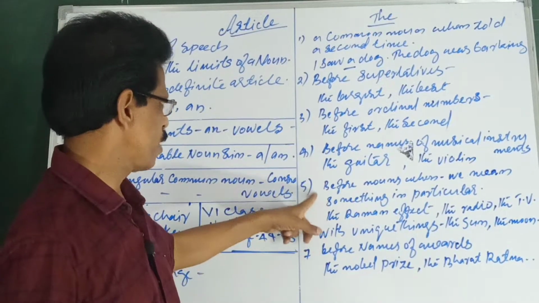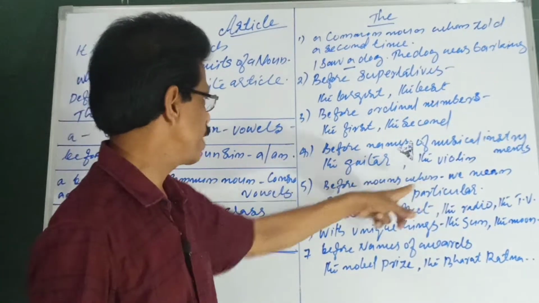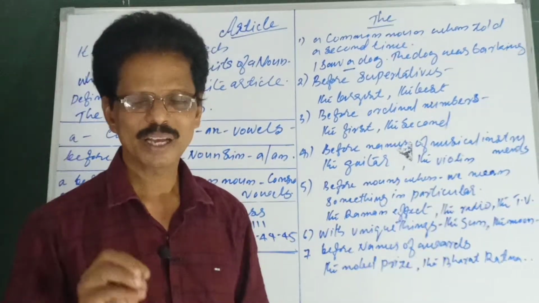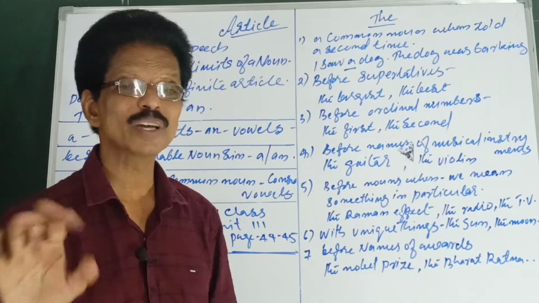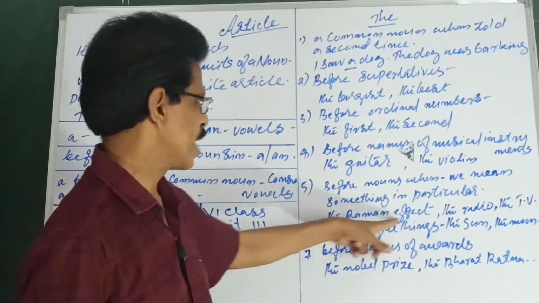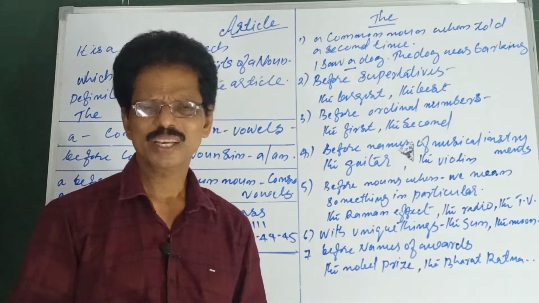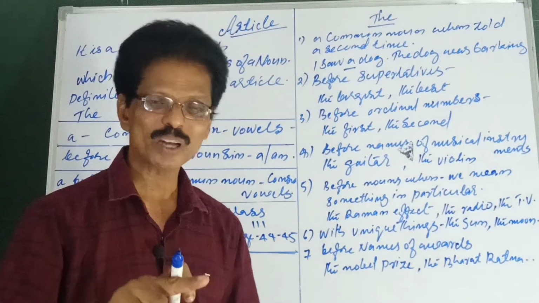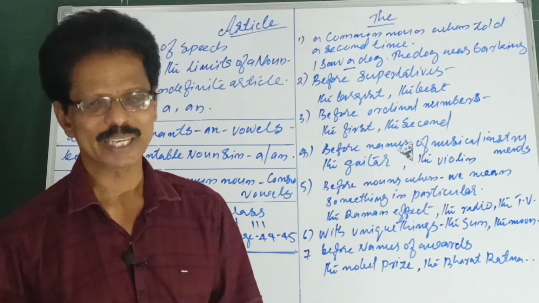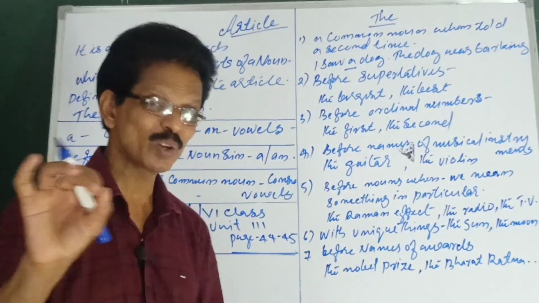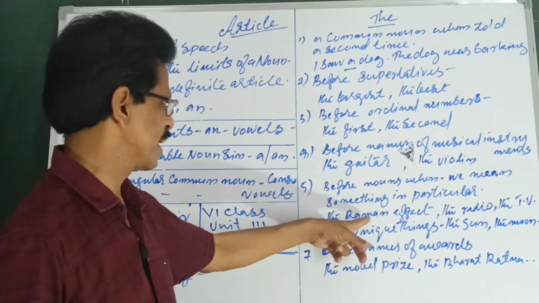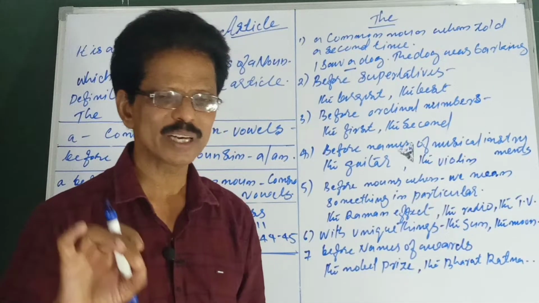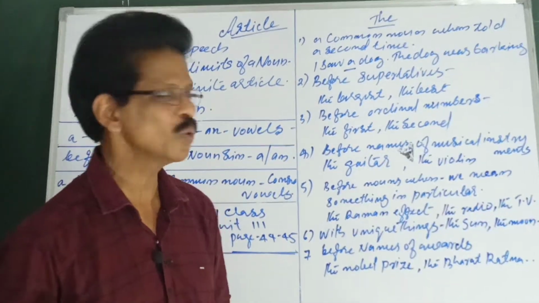Now number 5, before nouns when we mean something particular. That is what the is meant for, something particular. For example, the Raman effect. Or generally, gold is a precious metal, but the gold that we get from Andhra Pradesh, the gold is particularly meant. Some examples are given here: the Raman effect, the radio, the TV. Something particularly meant, the should be used.